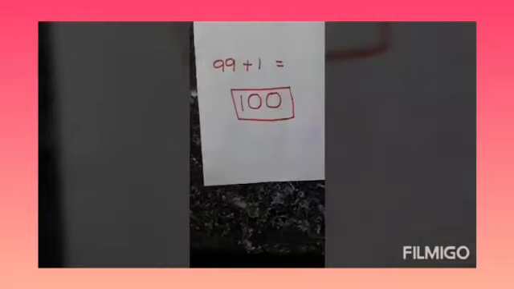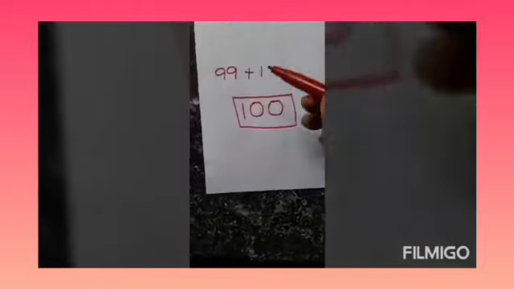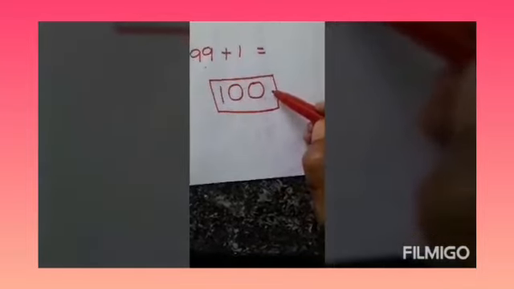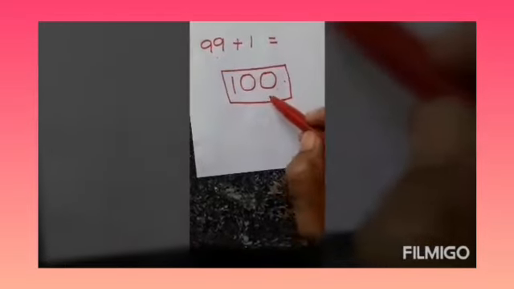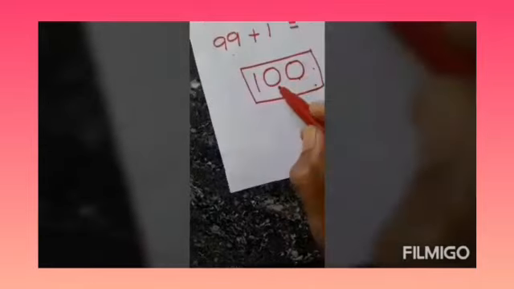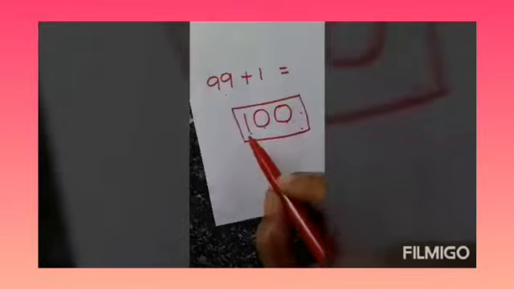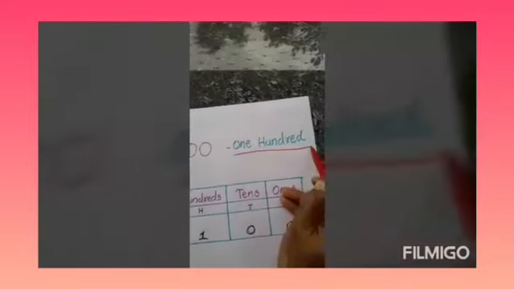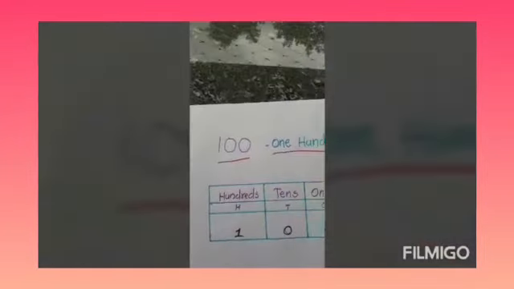Can you say which is the next number after 99? That is 100. Listen here. When you add 1 to the largest two-digit number, that is 99, we get a three-digit number. We read this number as 100. How many digits are in 100? 1, 2, 3. Three digits. So 100 is a three-digit number. In words, we write it as 100. 100 is the smallest three-digit number.